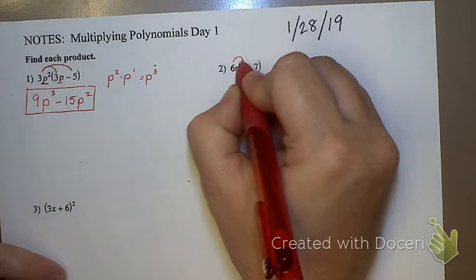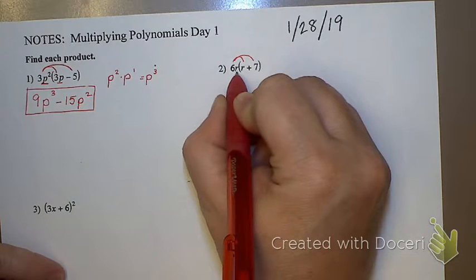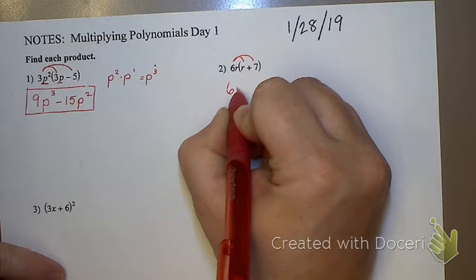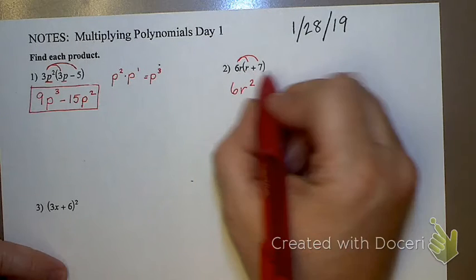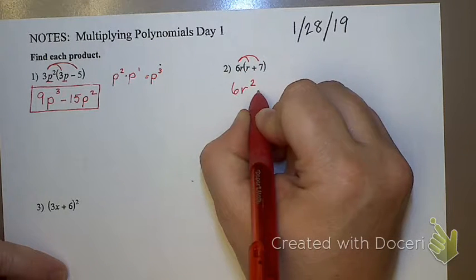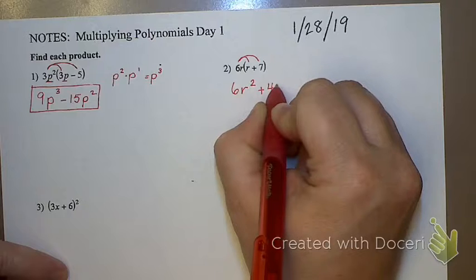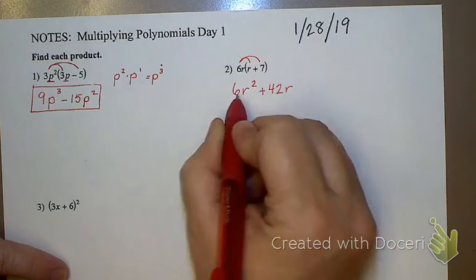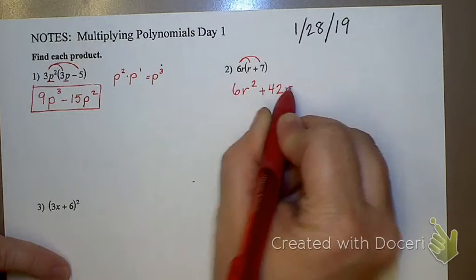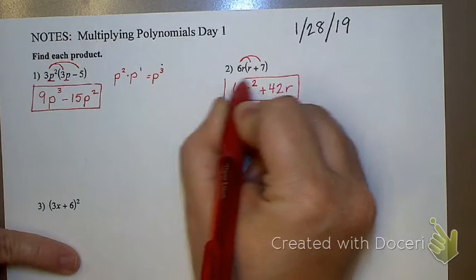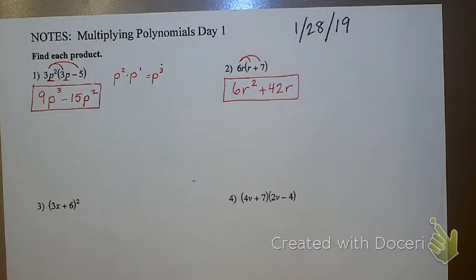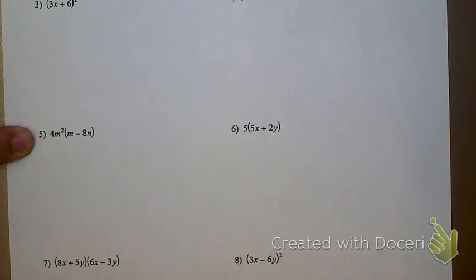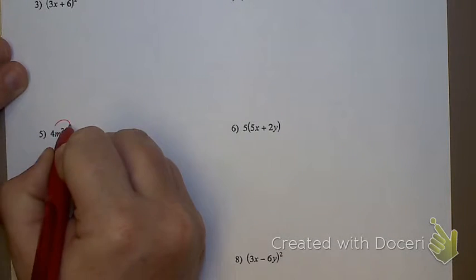I'm going to take the 6r, and that's what I'm distributing. 6r times r would be 6r squared. Again, adding those exponents. Both of those have an exponent of 1. And then 6r times positive 7 would be positive 42r. Is it in standard form? Bigger exponent, smaller exponent? Yes, it is. Okay, so that's our distributive property. I think I actually have a couple more distributive property problems down here. Let's go ahead and do those. Number 5 and 6. Don't know why I put them in the middle, but there it is.